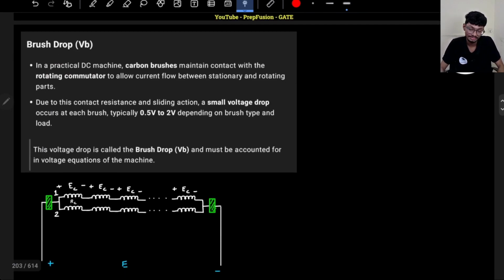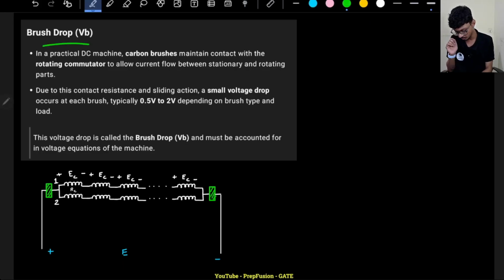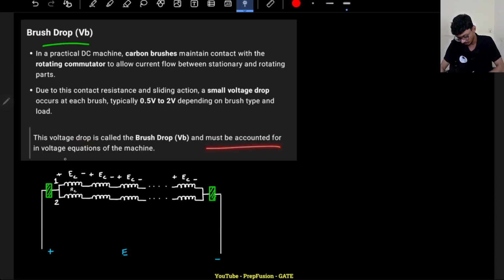Now one more thing is there about brush drop. If you see, my conductors are rotating and they are brushing against the brush, right? So there is friction here, and due to that friction there can be a few losses. All those losses are just assumed to be a drop across the brush, so it is known as the brush drop. Generally it is 1 to 2 volts. This voltage drop is called the brush drop and must be accounted for in the voltage equation.